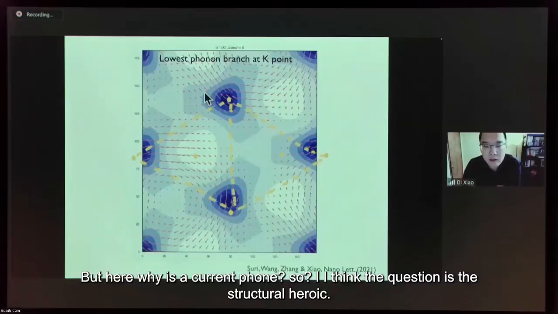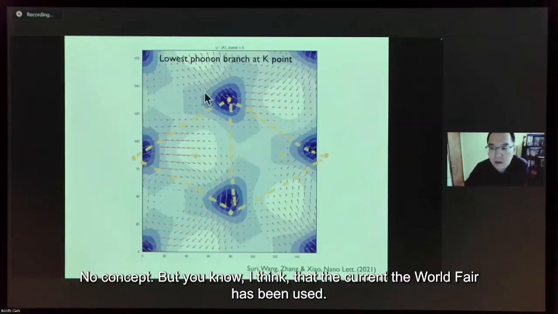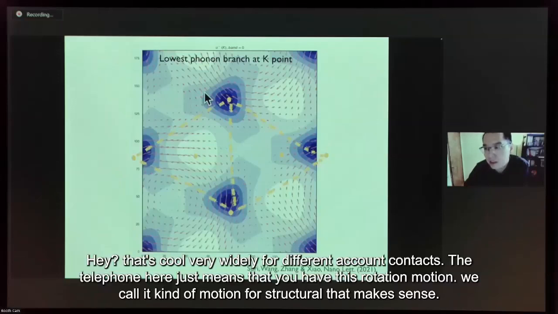Oh, I think the question is about structural chirality. It's a three-dimensional concept, but I think the word chiral has been used very widely for different contexts. The chiral phonon here just means that you have this rotation motion. We call it a chiral motion, but for structural chirality, it has to be a three-dimensional concept.